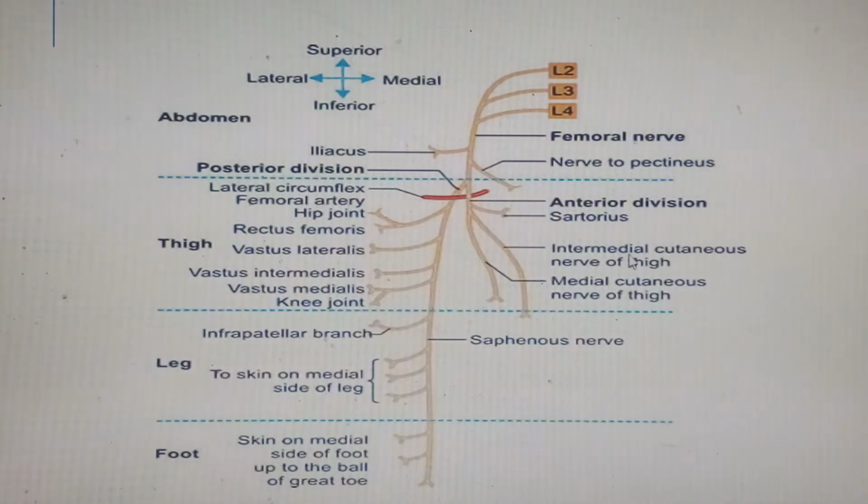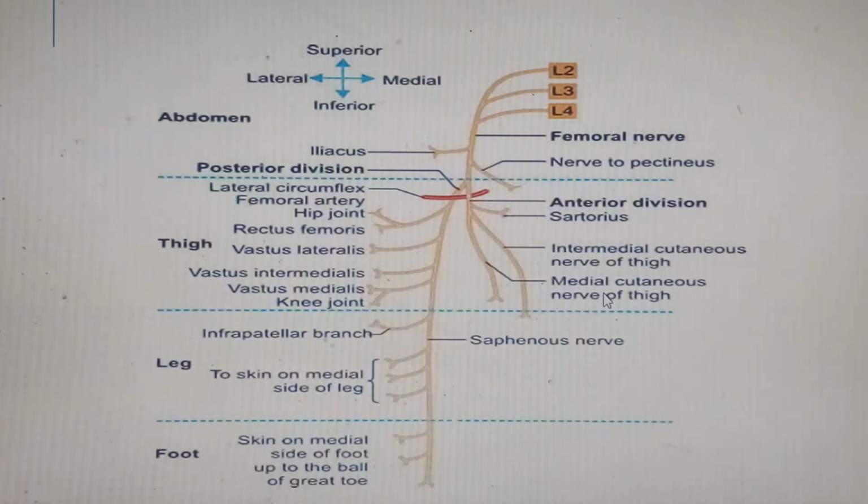We have the intermediate cutaneous nerve of the thigh, as well as the medial cutaneous nerve of the thigh. I told you already that the lateral cutaneous nerve comes directly from the lumbar plexus, at the L2, L3 levels. But the ones coming from the anterior division of the femoral nerve will be the intermediate cutaneous nerve of the thigh, alongside the medial cutaneous nerve of the thigh.